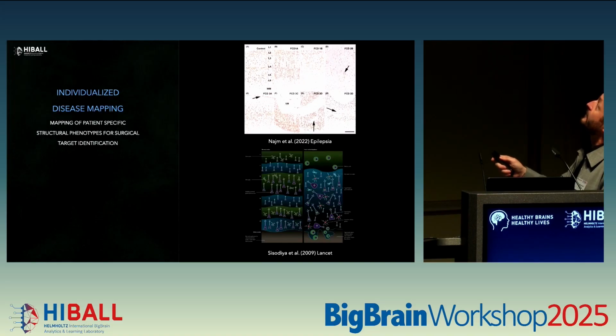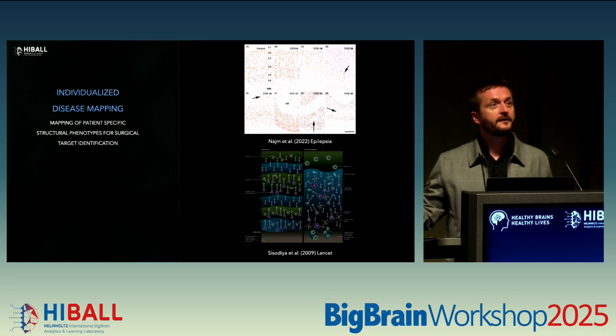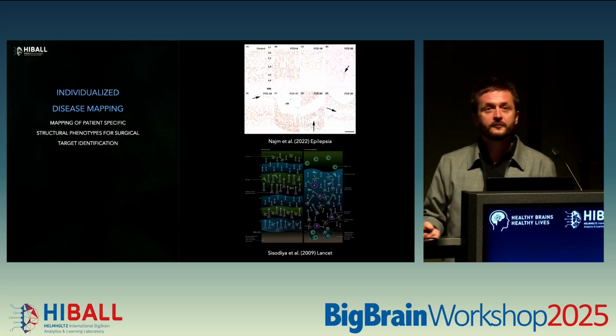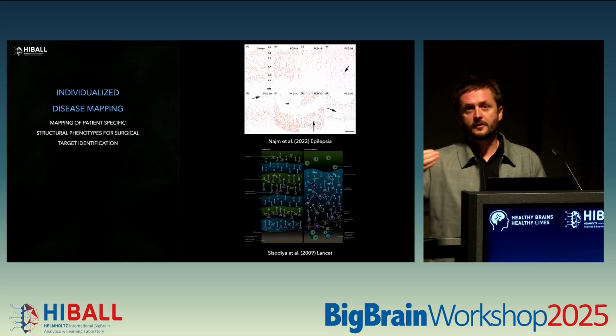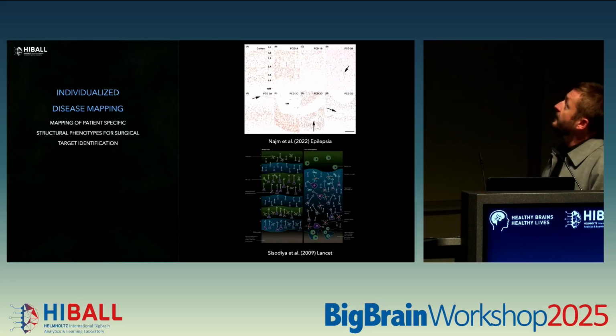So usually the FCD spectrum is characterized by some degrees of cortical dyslamination. So all the FCDs, they have atypical cortical layering. And then in some of the subtypes, like FCD type 2B, you might also have cytological abnormalities, dysmorphic neurons, balloon cells. So consequences of mTOR dysfunction in the cells.